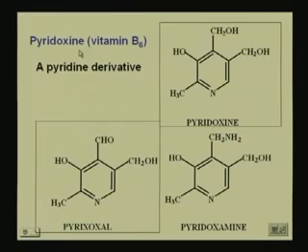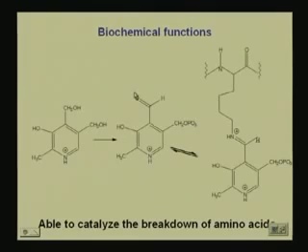So, we have pyridoxine, which is a pyridine derivative, and we have several different groups. This is the pyridoxine that has the CH2OH here. It forms pyridoxal, where this is CHO, the aldehyde, and this can form pyridoxamine, where it is CH2NH2. The rest of the substituents remain the same. Okay. So, we basically have the pyridine derivative.